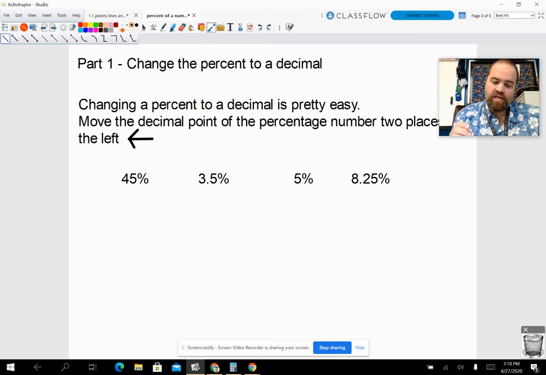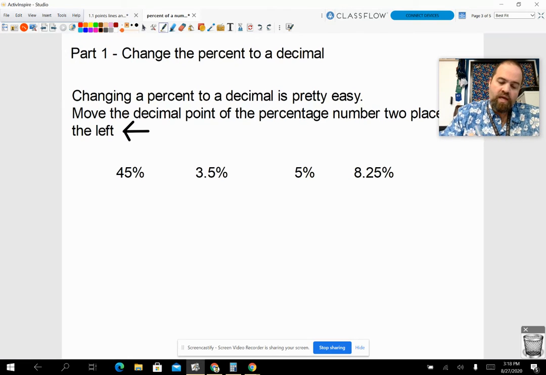So 45%, what you're looking for is the decimal point in that number. In this case, 45%, your decimal point's right here at the end after the 5. That decimal point, you're going to physically move it 2 places to the left. So 45% is now going to become 0.45. That's a number that we can work with and do arithmetic with.